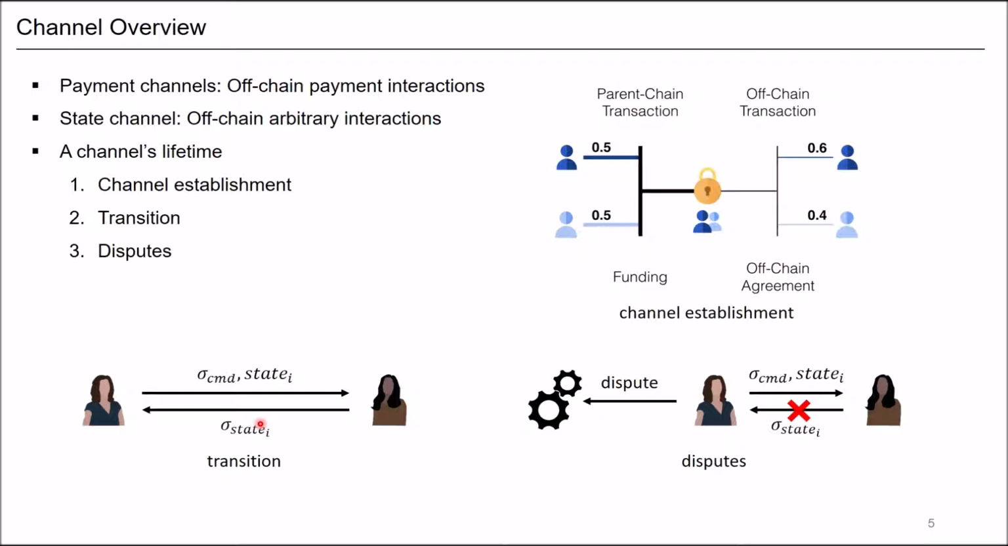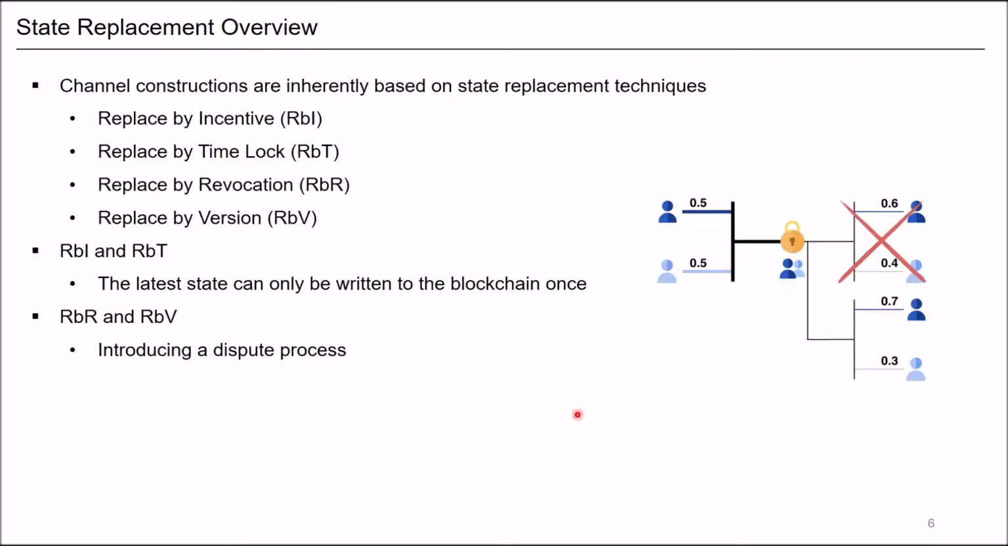Here, if an honest party does not receive any signatures before a local timeout, the honest party may trigger a dispute later on and enforce a new state transition without the cooperation of the other parties. Channel constructions are inherently based on state replacement techniques, like in this figure.